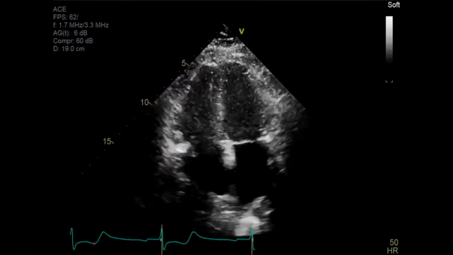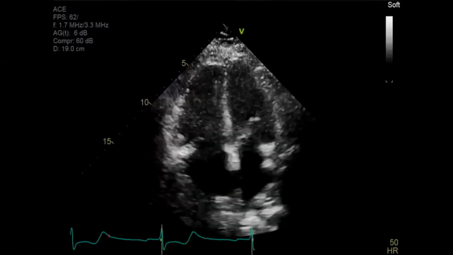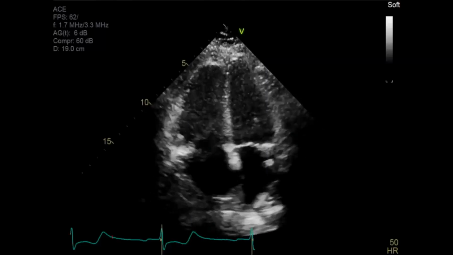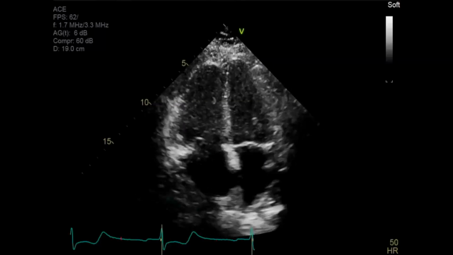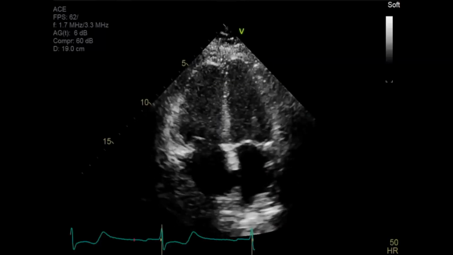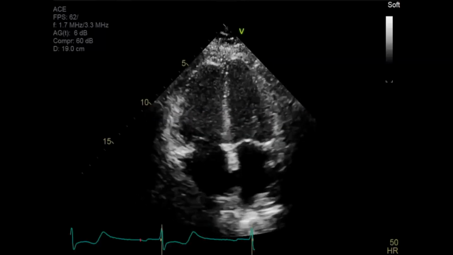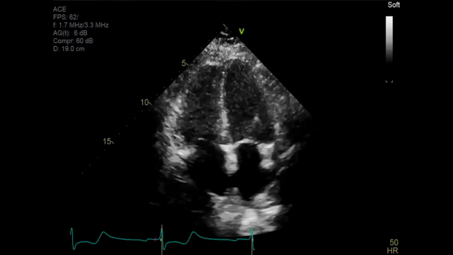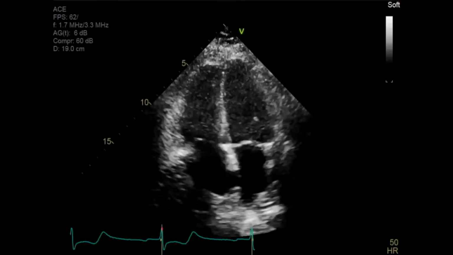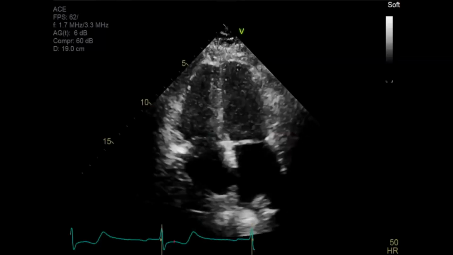So one of the clues for RV infarction is that it usually goes in conjunction with an inferior infarct. One of the classic views is the parasternal short axis, where the wall motion is in the form of an upside-down T. It's the inferior septum, the inferior wall of the LV, and then the inferior aspect of the RV extending. Usually the anterior aspect of the RV is relatively preserved, as that's usually fed by branches of the LAD. So the RVOT usually is fairly well preserved in the midst of an RV infarct.